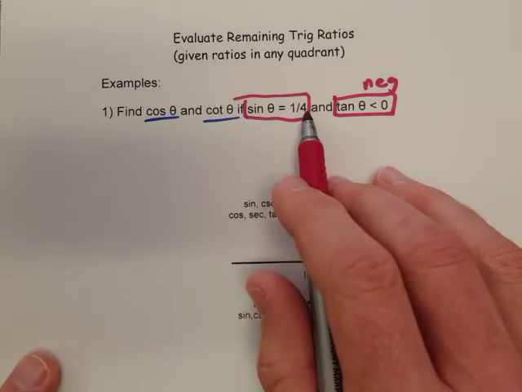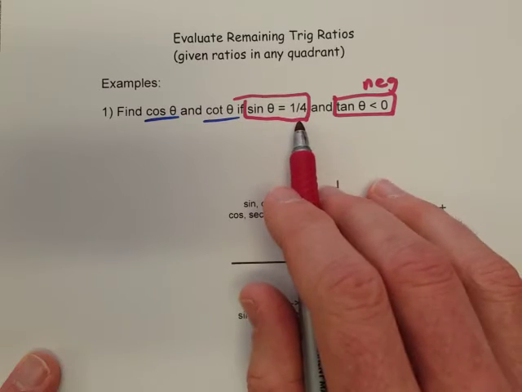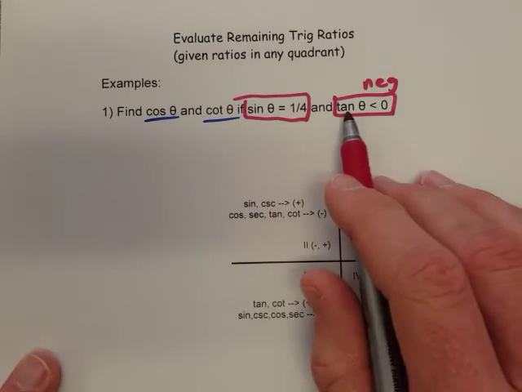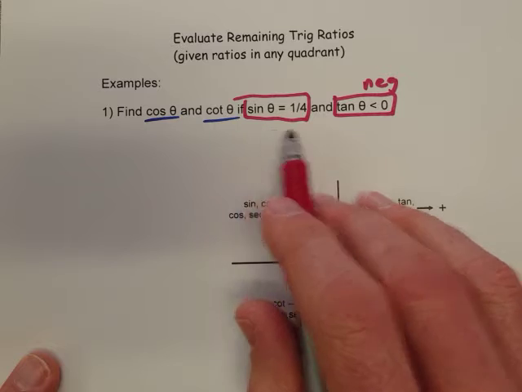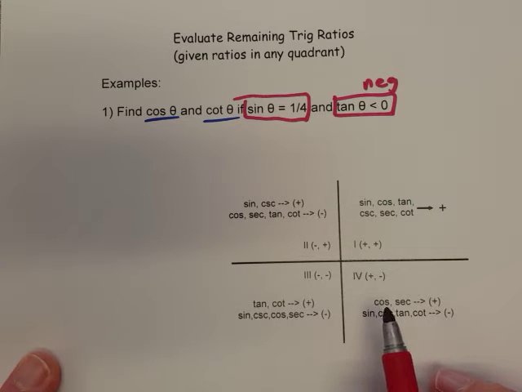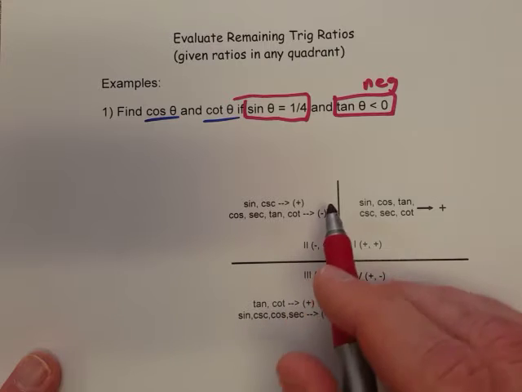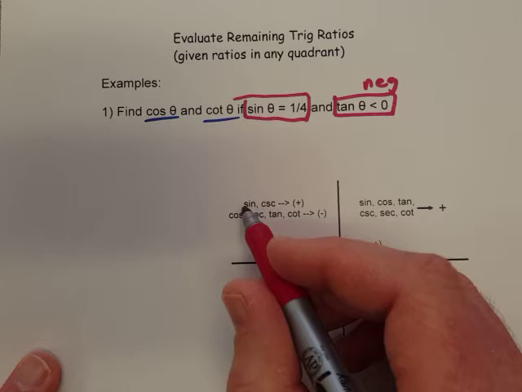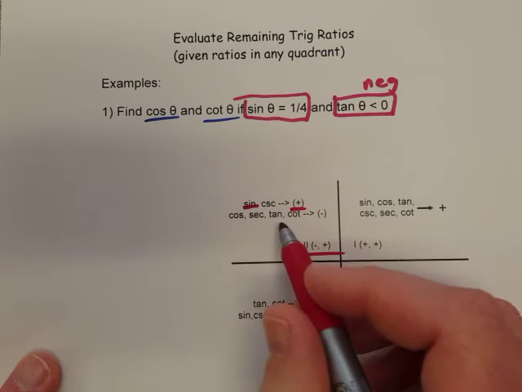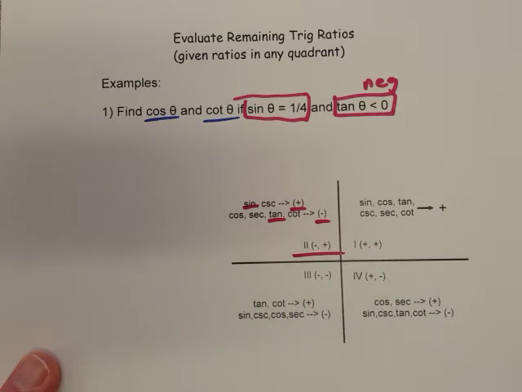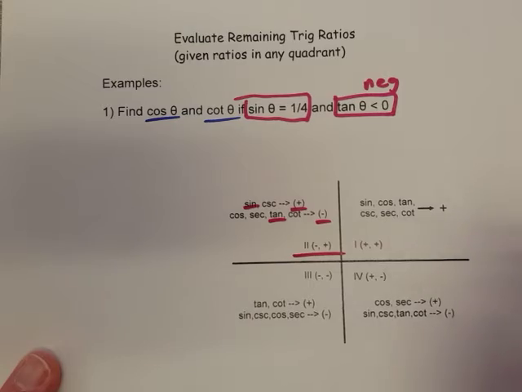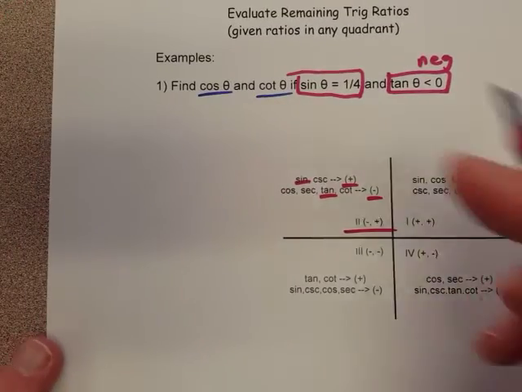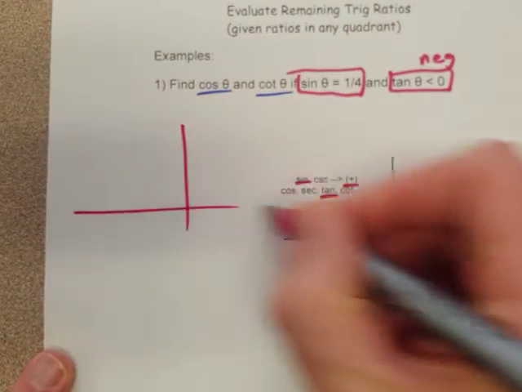So here, sine is 1/4. That means sine is positive, and then tangent's negative. So sine positive, tangent negative. The only quadrant that fulfills both of those things is this one right here. It's going to be quadrant 2. Sine is positive and tangent is negative. So we're going to be putting our picture into quadrant 2. So I'm going to draw my picture over here, put it in quadrant 2.